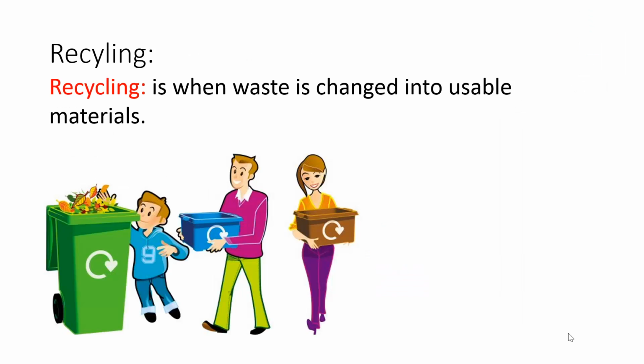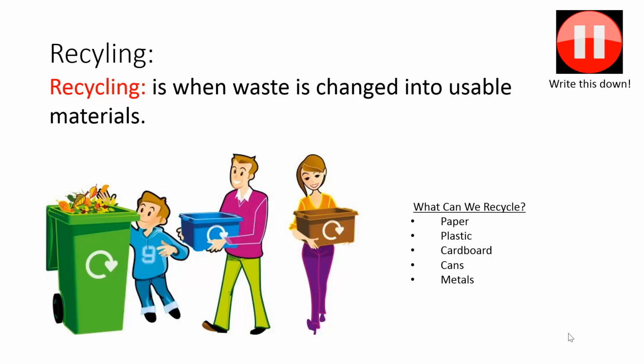Recycling. Recycling is when waste is changed into usable materials. Go ahead and pause this video and write this down. So what are things that we can recycle? Many people often recycle paper, plastic, cardboard, cans, or metals. Now, a lot of the things you recycle actually turn into different things.